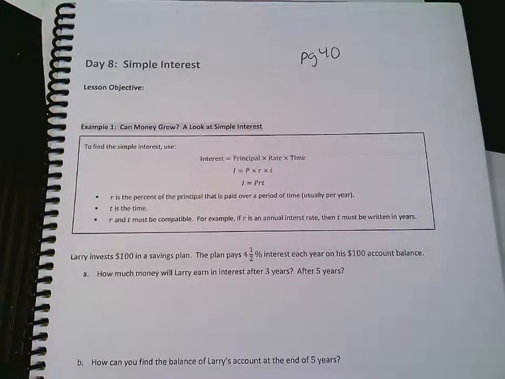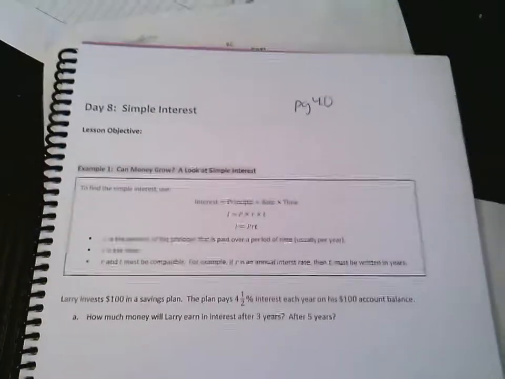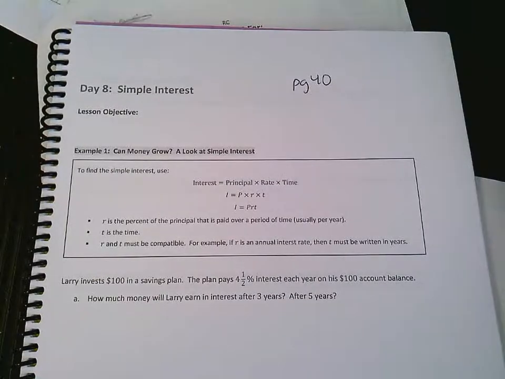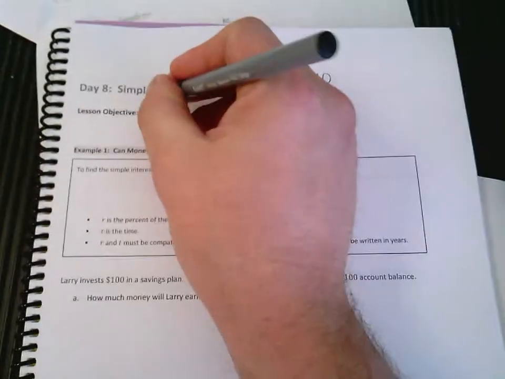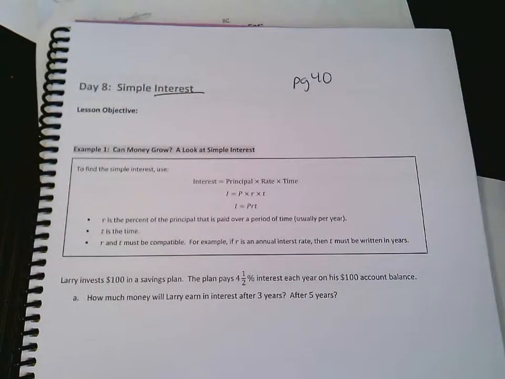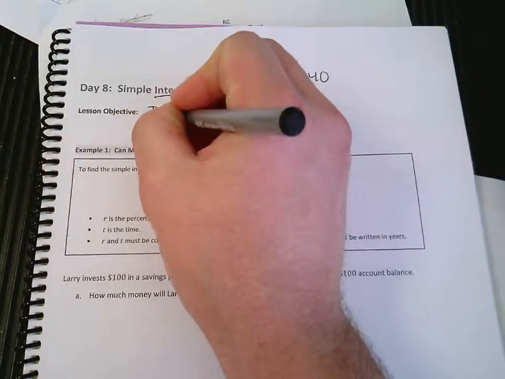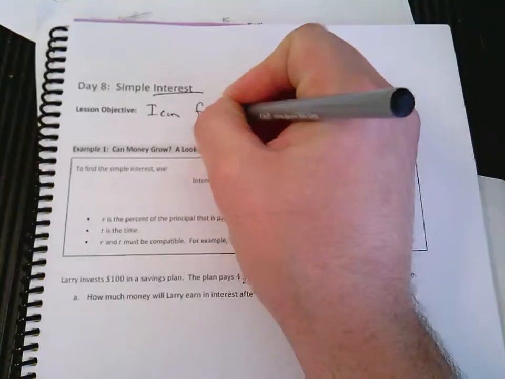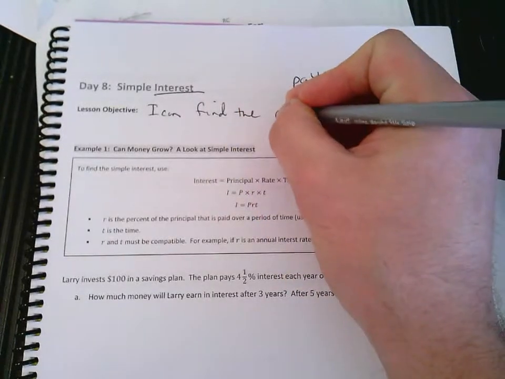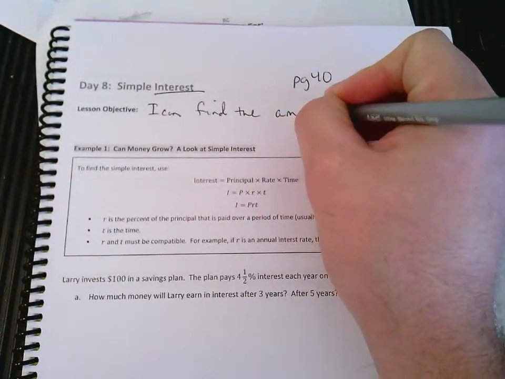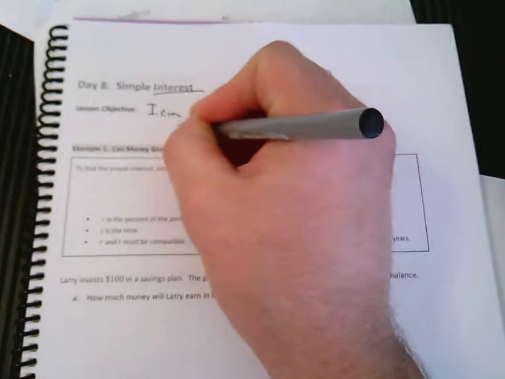We are on page 40 of our student books. Move that up so you can see. We're going to be referring to simple interest, and we just watched a hook video on what simple interest actually is. So the objective: I can find the amount of interest.